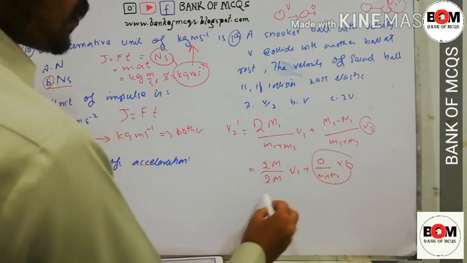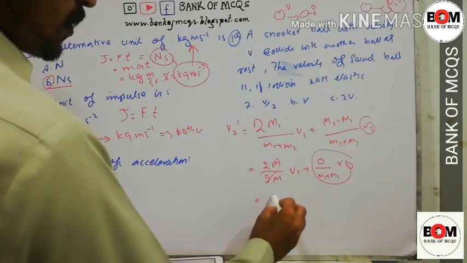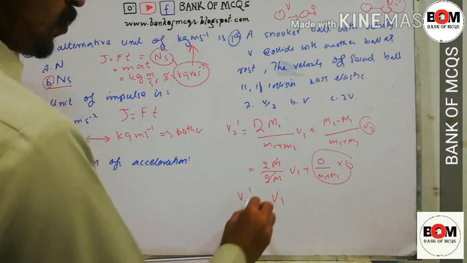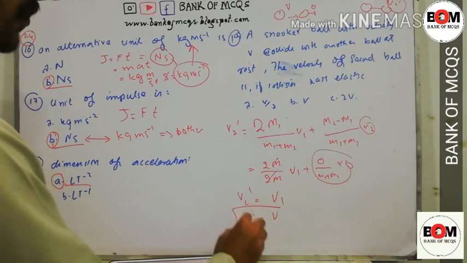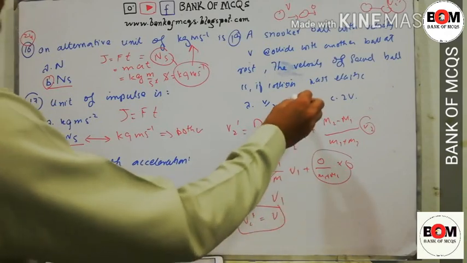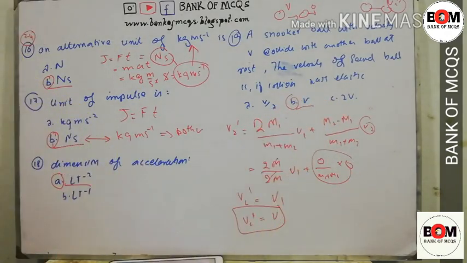So we will get 2m divided by 2m cancelled, and so v2 dash is equal to v1, where v1 was v. So v2 dash is equal to v. So the answer v is correct. This is the special case of elastic collision in which both masses are the same.